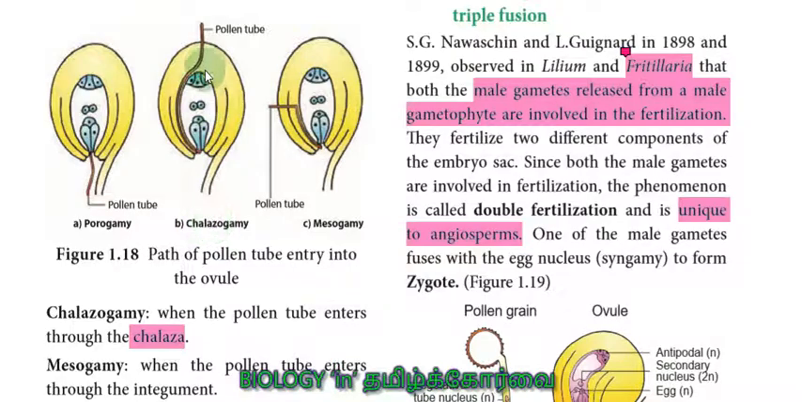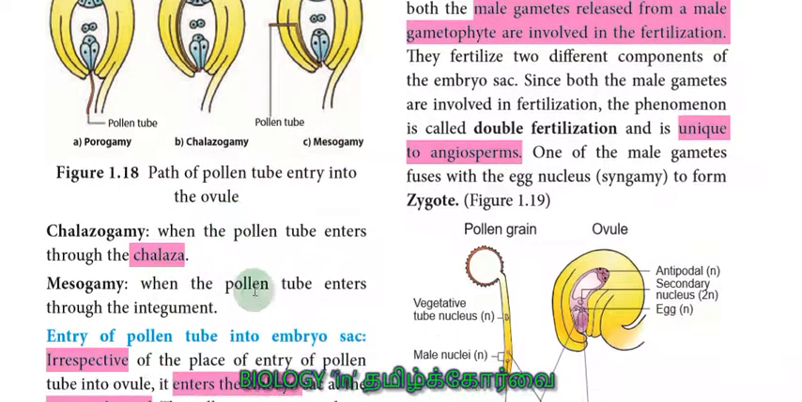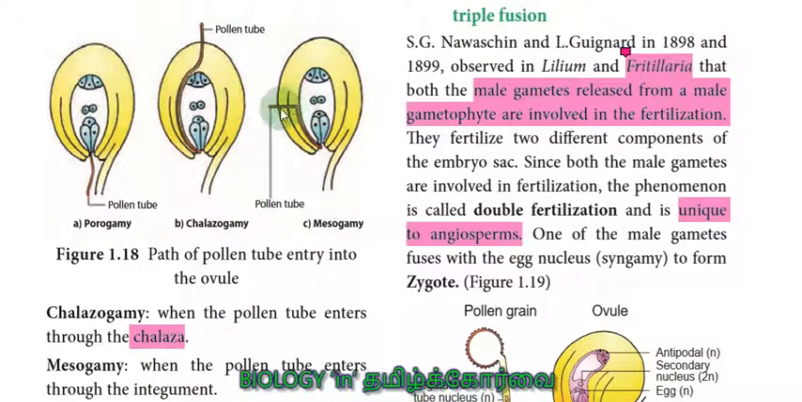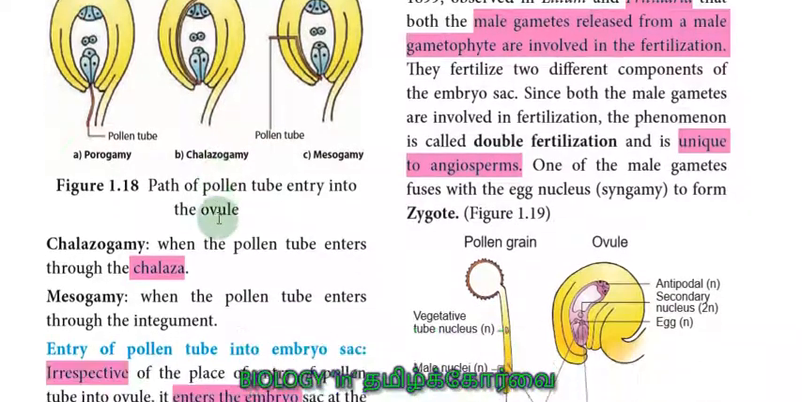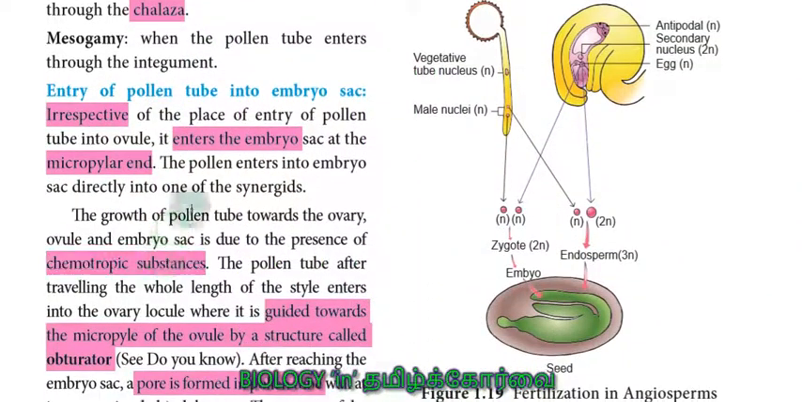Chalazo refers to chalaza. Next one is mesogamy. When the pollen tube enters through the integument, it grows down and goes through the micropyle only. The next one is entry of pollen tube into the embryo sac.